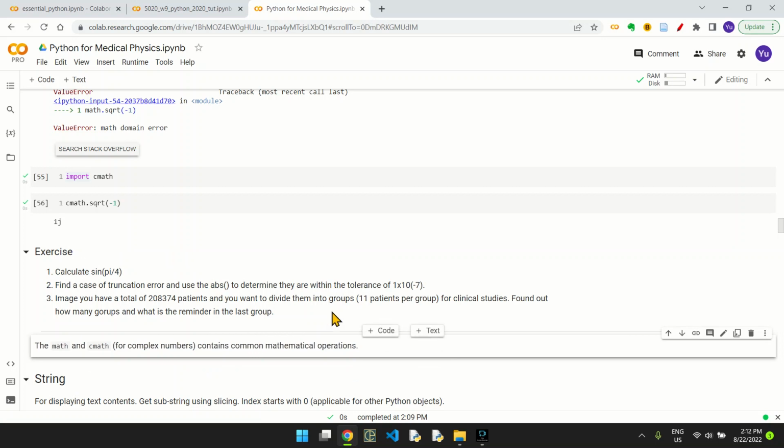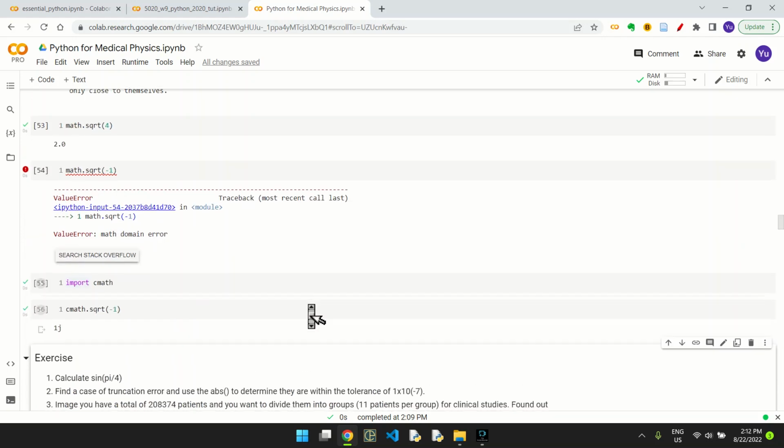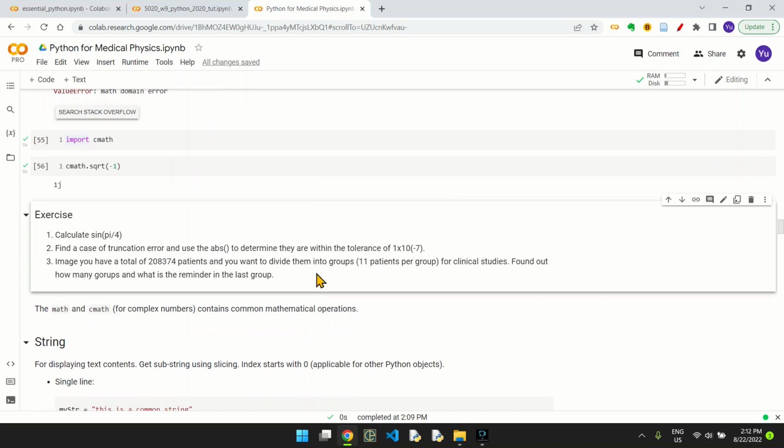You want to divide the number of patients into a number of groups, and each group will have 11 patients, right? But as you can imagine, the last group might not have 11. It might have less than 11. So find out how many groups there are in total and how many patients are in the last group. Okay, spend some time working on this. I'll see you in the next one.